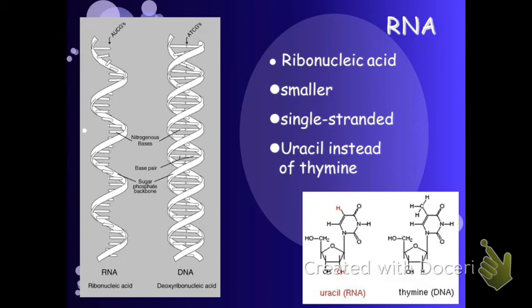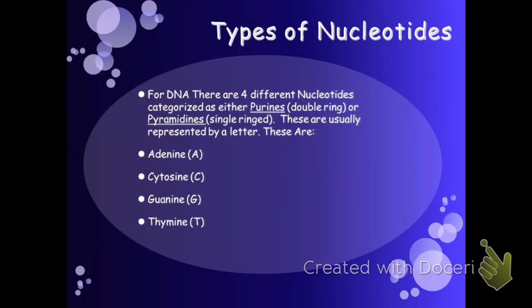So what is the difference between DNA and RNA? DNA has four different types of nucleotides. You don't need to know all of these, the purines or pyrimidines, though it's okay to know those. But what I really want you to remember is that there are four different types of nucleotides: adenine, cytosine, guanine, and thymine. A, C, G, and T.